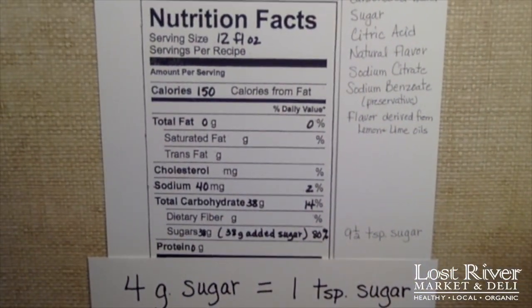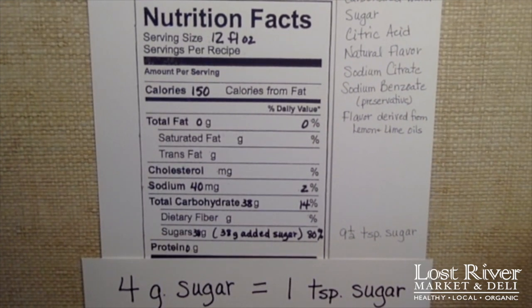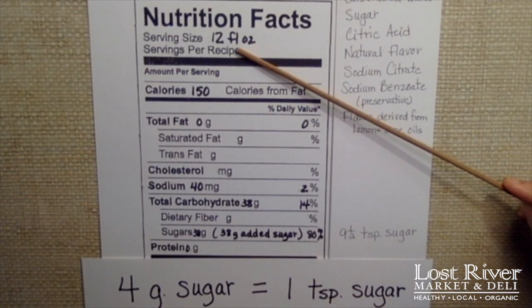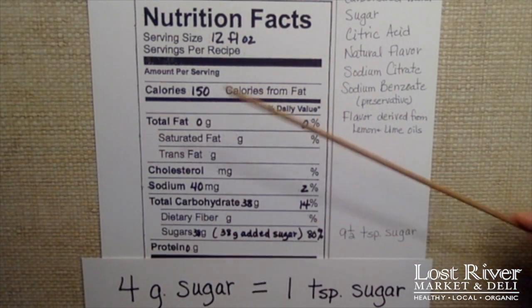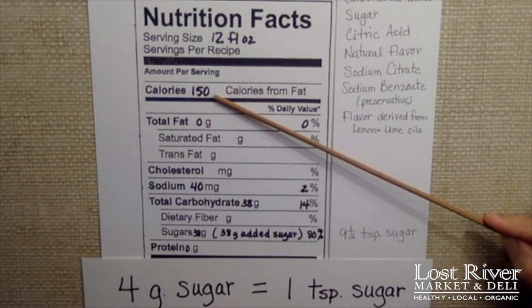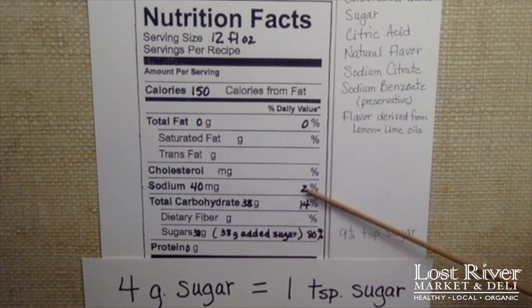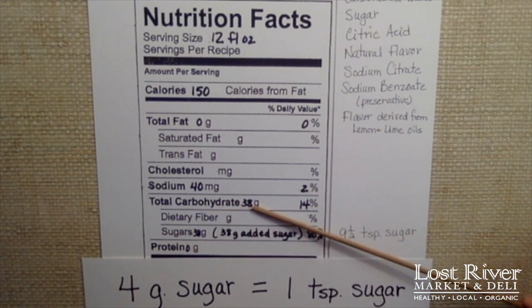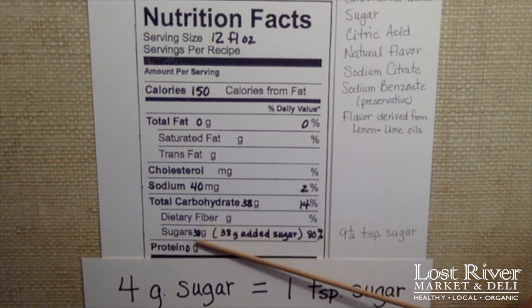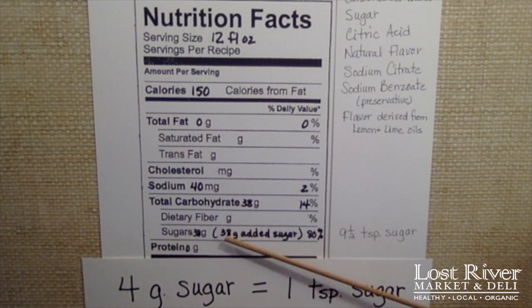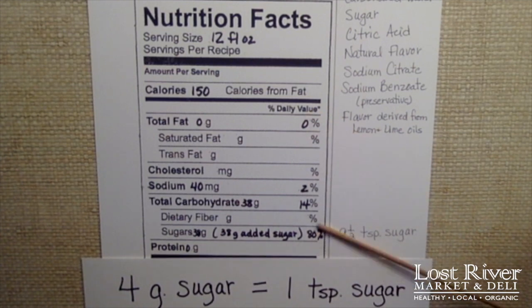Here we have a nutrition facts panel from the first carbonated beverage. It was 12 fluid ounces, so I presume it's for the whole can. This can of carbonated beverage had 150 calories for the whole can, no fat, sodium of 40 milligrams, only 2%, and total carbohydrates of 38 grams, which is 14% of your daily value, no fiber, and the carbohydrates of the 38 grams are sugar, and of those 38 grams are added sugar, which they said was 80% of the daily value. I'm not sure where they get the 80%, but this is what the can said.